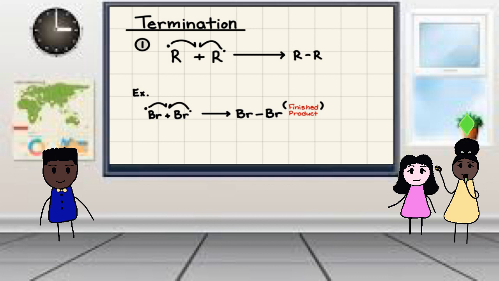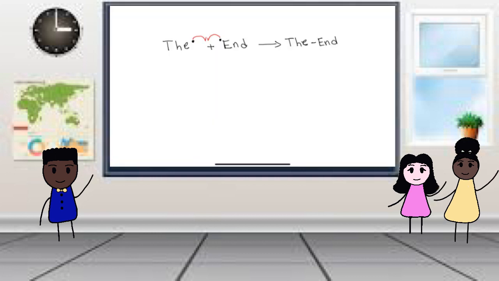Something to remember is that a lot of students commonly make the mistake that the two radicals should only react during the termination step, not during propagation, because it will stop the reaction.